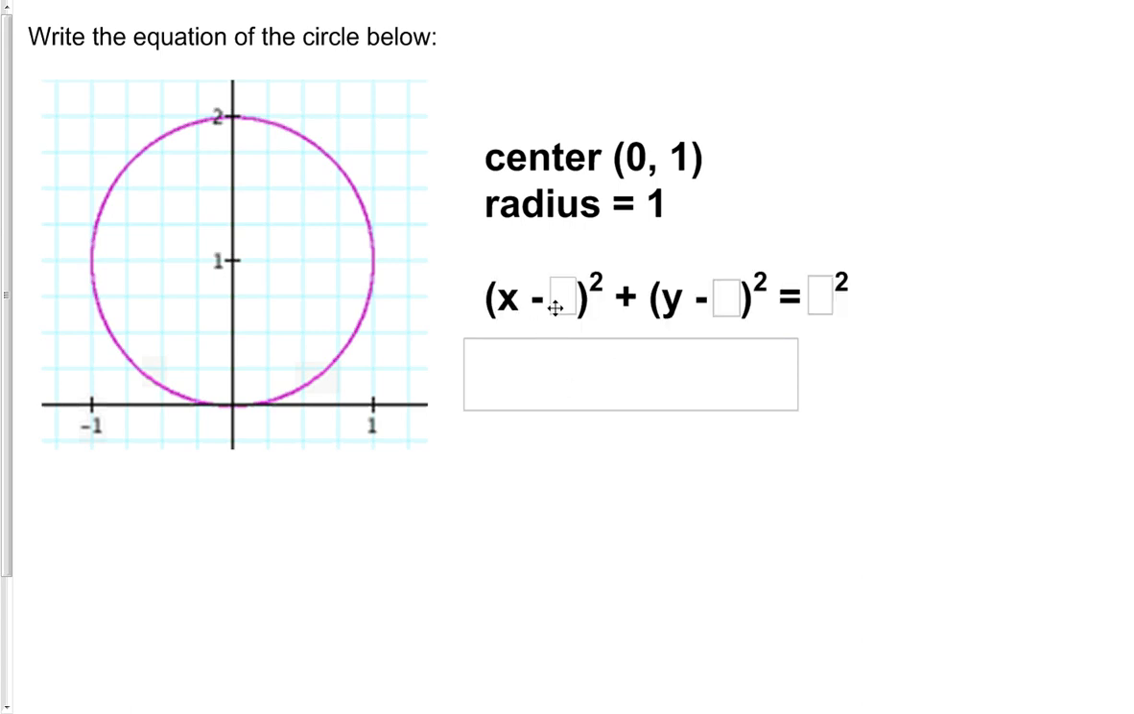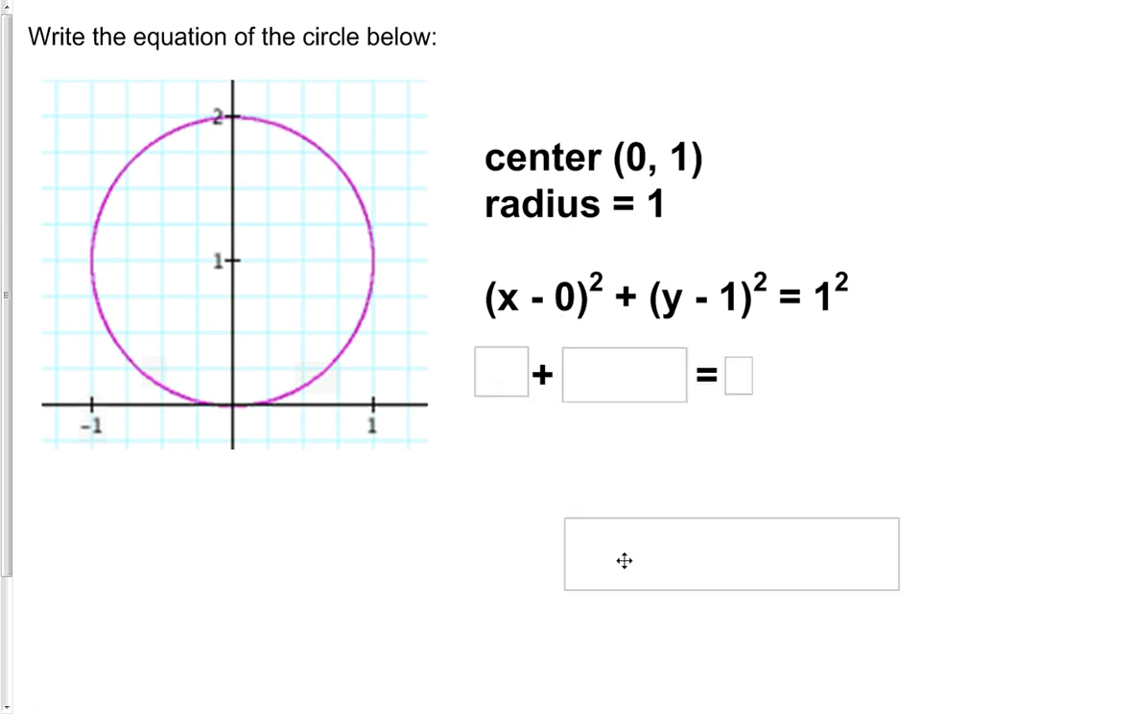We have x minus our x-coordinate of the center, which is 0, y minus the y-coordinate of our center, which is 1, and our radius, which is 1, so that's going to be squared. Simplify this down, and this can simplify down just to x squared, so that'll be easier. So that'll be just x squared. This y minus 1 term will stay as it is, and 1 squared just becomes 1. And that's the equation of this circle.